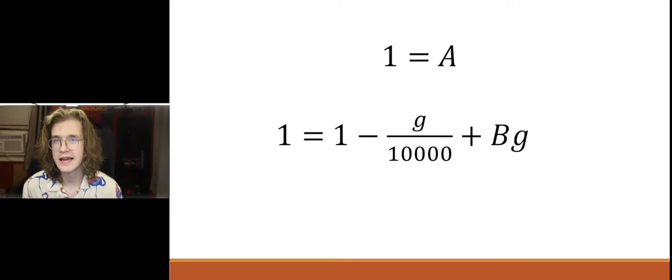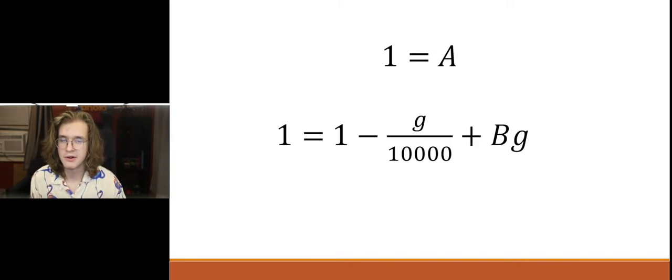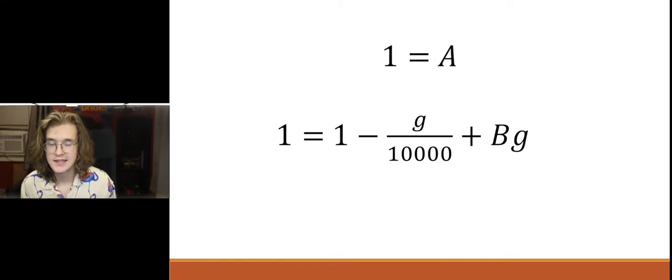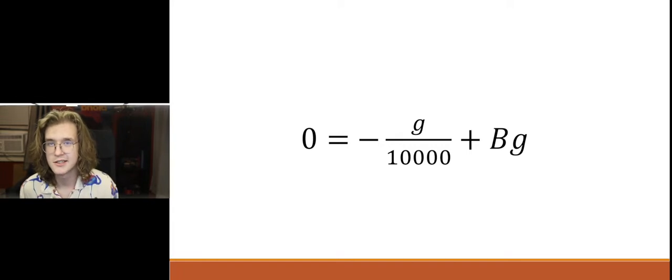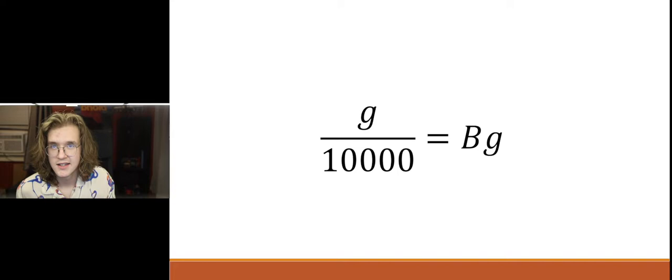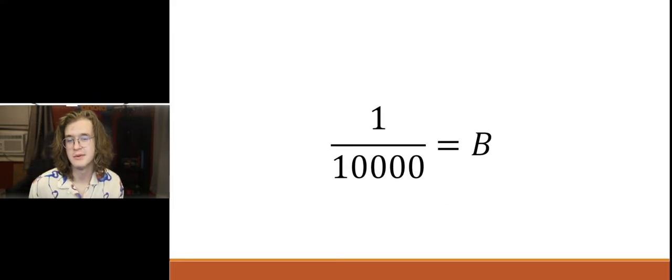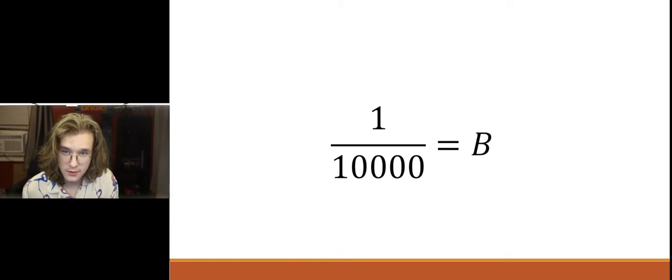So we take 1 equals a, and we can set all the a's in our previous equation to 1. So we're left with this. We can take those two ones, just subtract them from each other, so we're left with 0 on that one side. And then we can rearrange this to that. And then we can just simply divide each side by g to get our value for b, which is going to be 1 over 10,000.